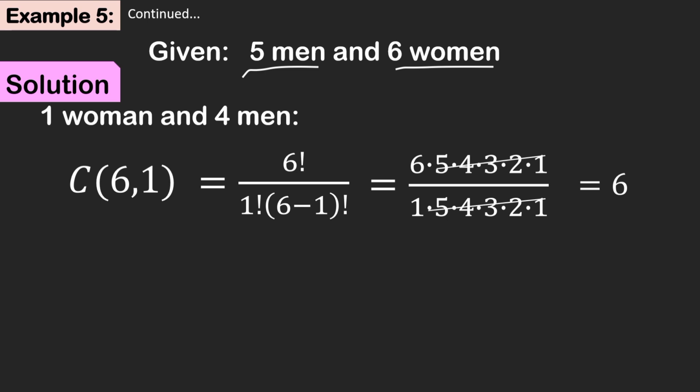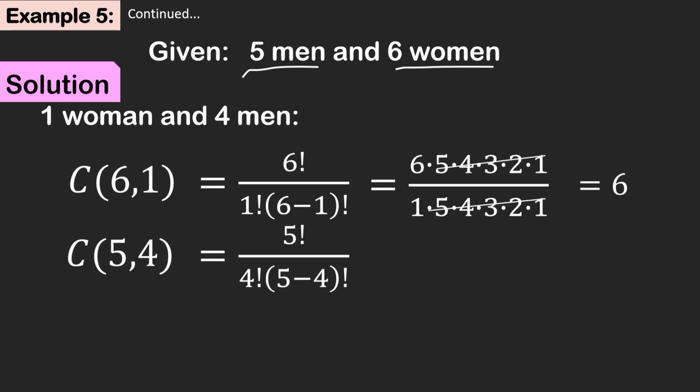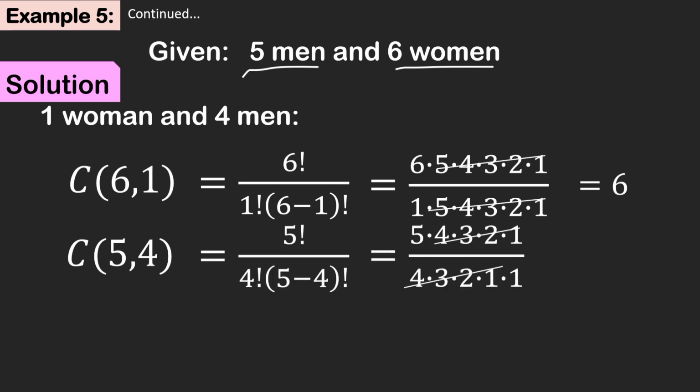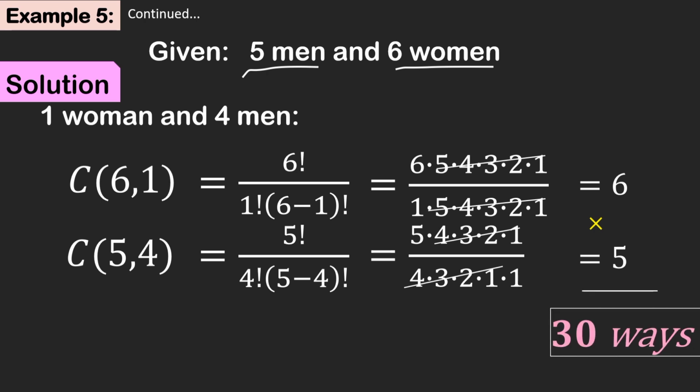Next is choose 4 men out of 5 men. The combination of 5 taken 4 at a time. Substitute the value of n and r to the formula. Then expand, simplify by cancellation. Then this is equal to 5 ways. Multiply. Then there are 30 ways to select 1 woman and 4 men out of 5 men and 6 women.